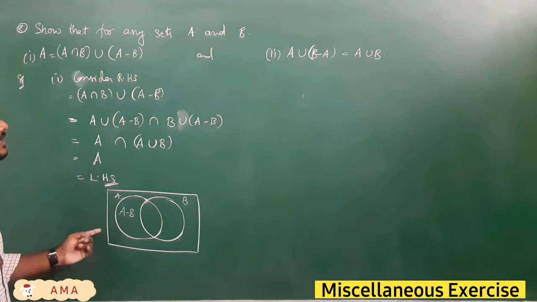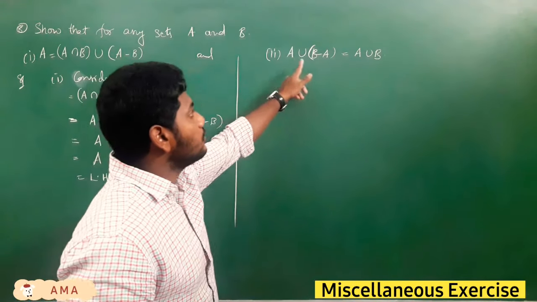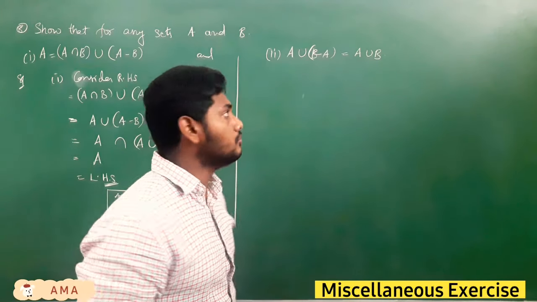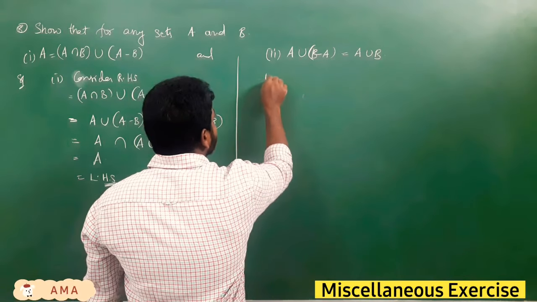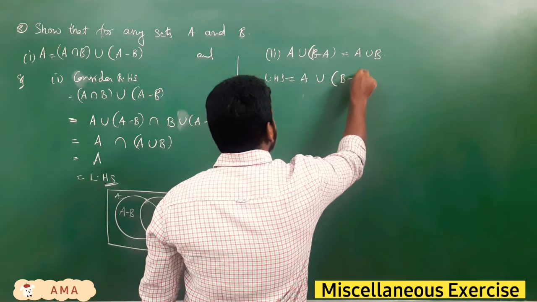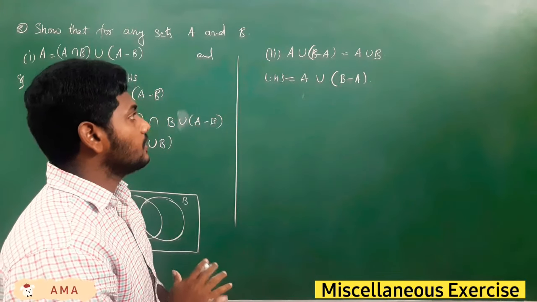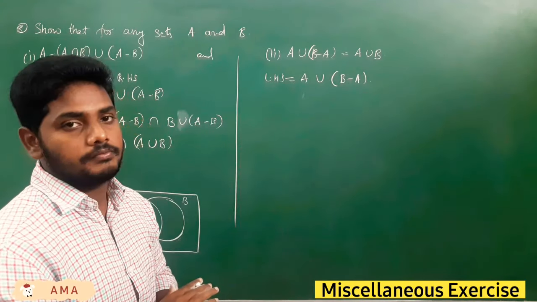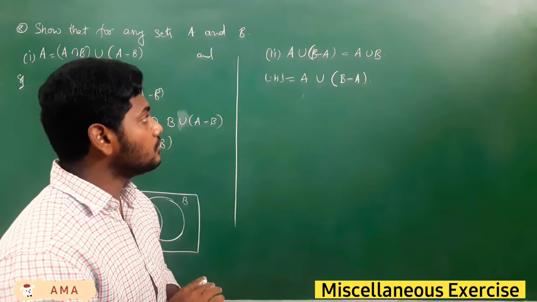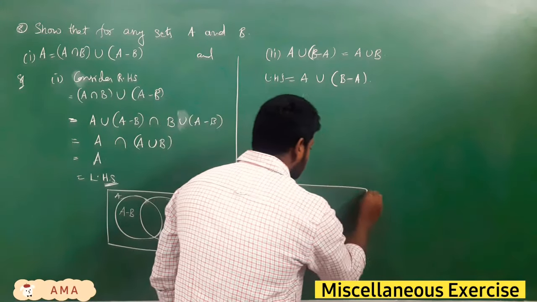Did you understand? Next, the second one: A union of B minus A should be equal to A union B. I will consider the LHS, which is A union of B minus A. B minus A is also equal to B minus of A intersection B.